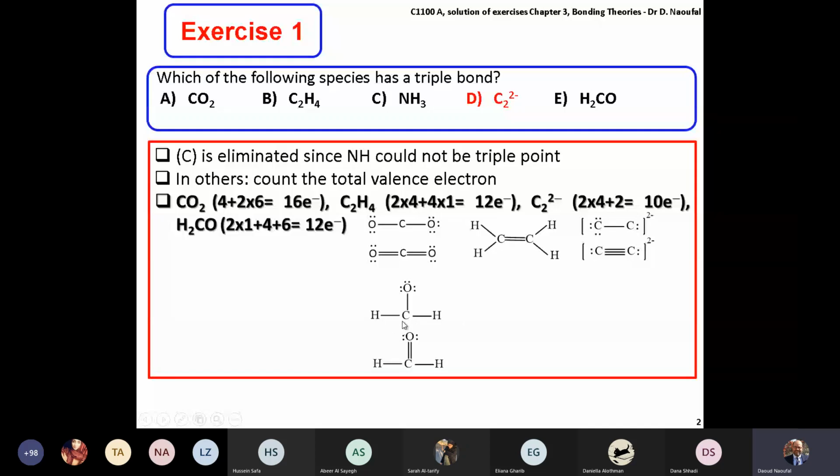For H2CO, the first distribution will give structure 1, and we need to transform 1 lone pair from oxygen, so we obtain H2CO. According to these structures, the molecule where we have a triple bond is the C2 2- species, so the correct answer is D.